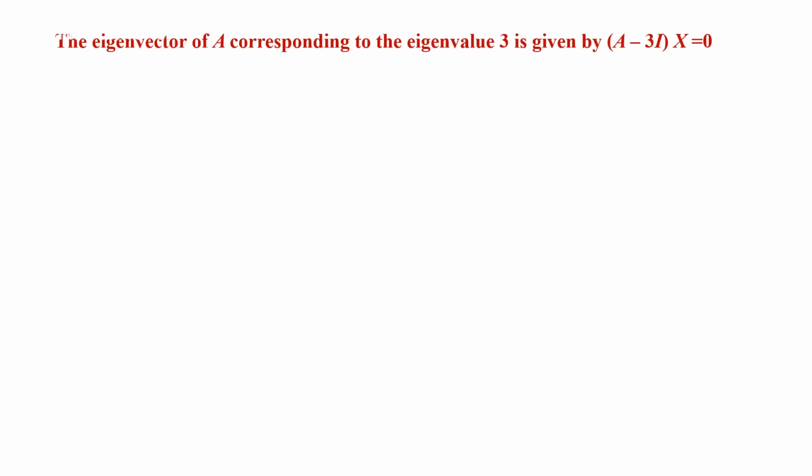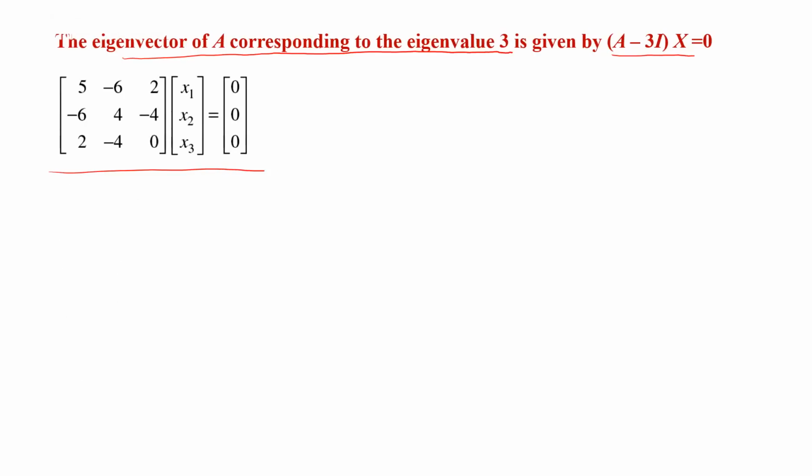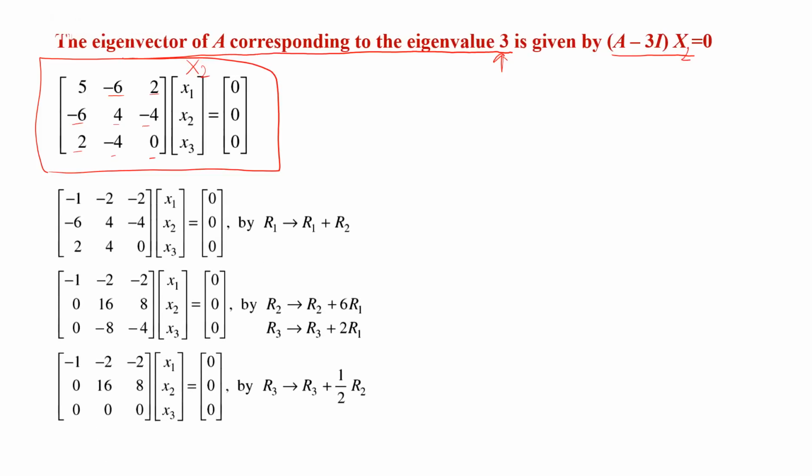So the eigenvector of A corresponding to the eigenvalue 3 is given by A minus 3I x equal to 0. We write the coefficient matrix 5 minus 6 2, minus 6 4 minus 4, 2 4 0, and we take a vector. Suppose this is x2 vector, corresponding to the eigenvalue lambda equal to 3. Here we apply operations on the matrix and convert it into echelon form.